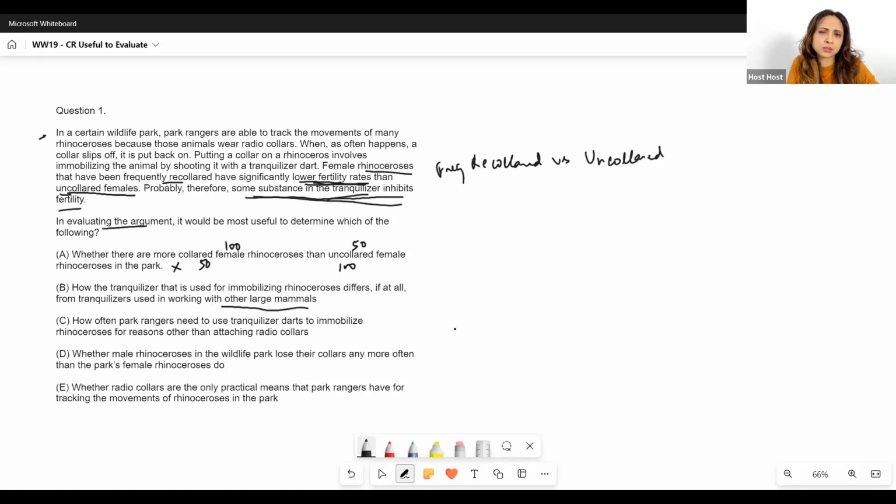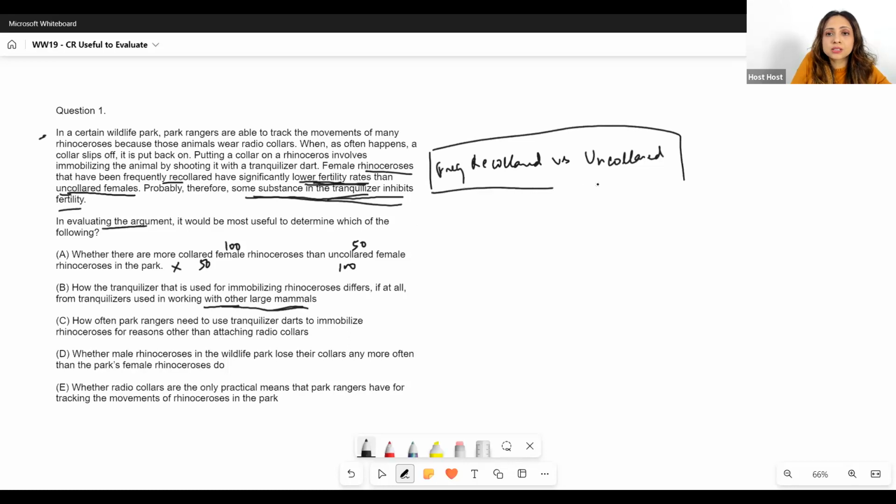It could be that the tranquilizers are almost the same, or maybe it does differ, and that difference could be causing the lower fertility rate. Or that difference may not be causing a lower fertility. We don't know anything. We don't care about any of the other large mammals. Our scope is defined. We have to talk about this only. So then this is also not correct.